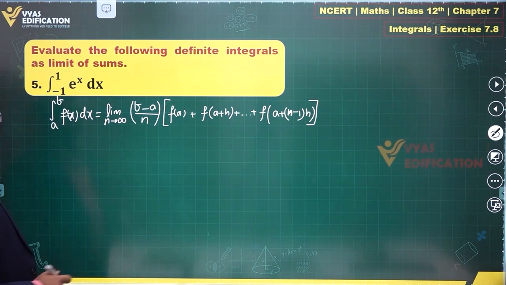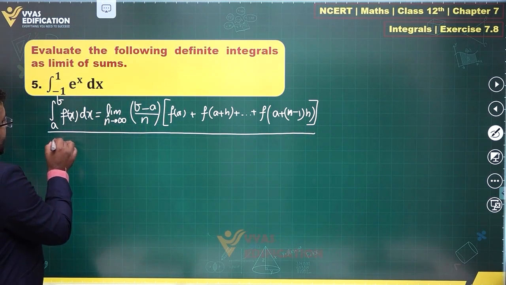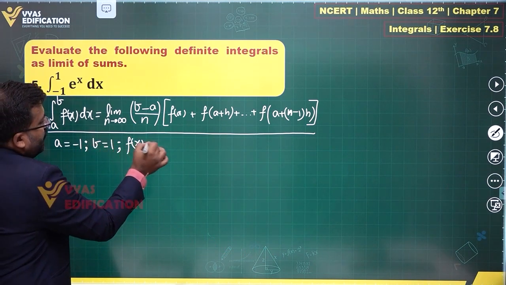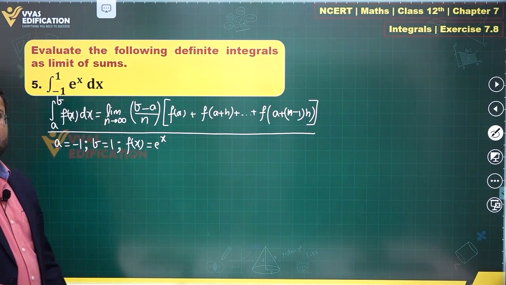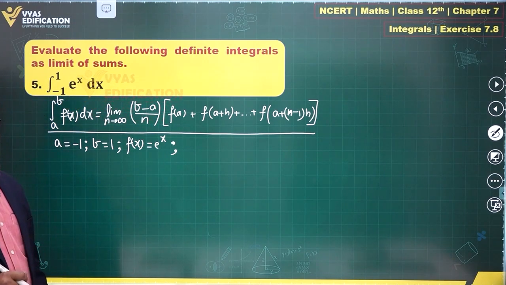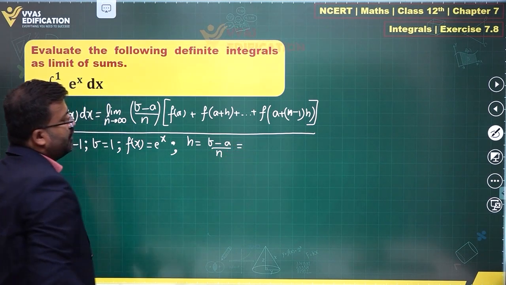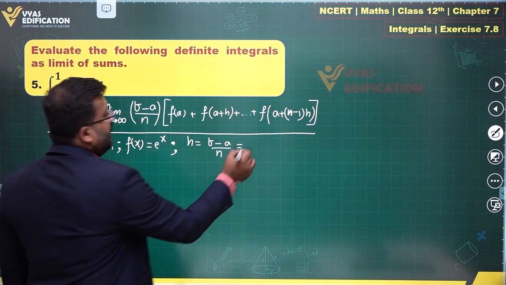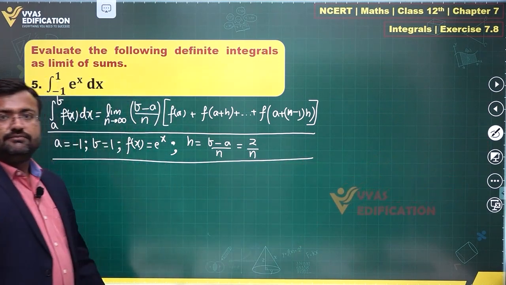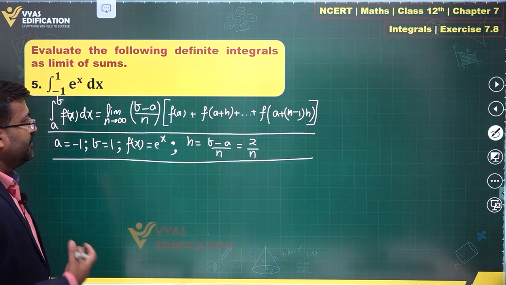Now, in this particular integral, by comparison with this expression, a is equal to -1, b is equal to 1, and f(x) is equal to e power x. This is something you can directly see from the left hand side. For the right hand side, I need h, which is (b minus a) upon n, which is 1 minus (-1), that becomes 2 upon n. That's pretty simple up till now.